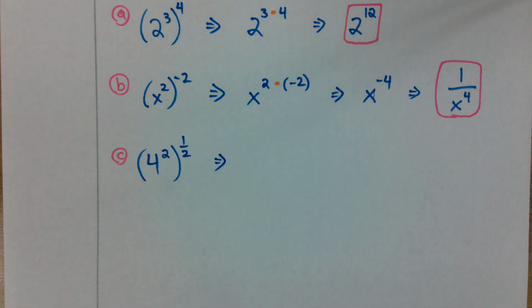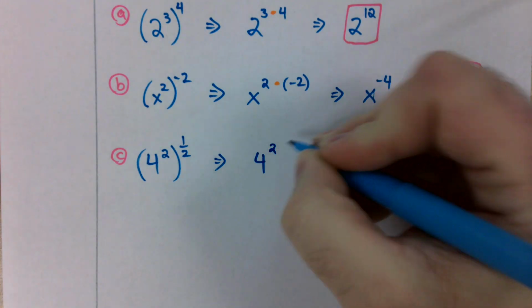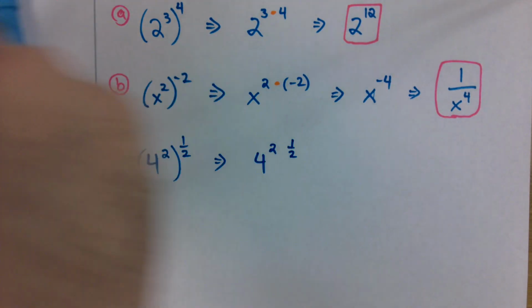So 4 squared to the 1/2 power. Have we seen a fractional exponent before? No, I don't think so. Okay, so this is our first look. But it's okay because all we're doing here is multiplying, right? Keep our base the same. 2 times 1/2.